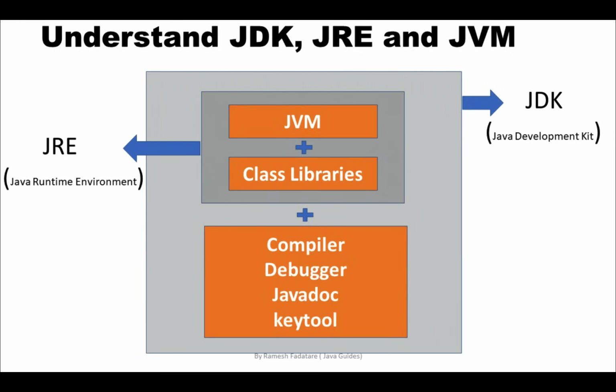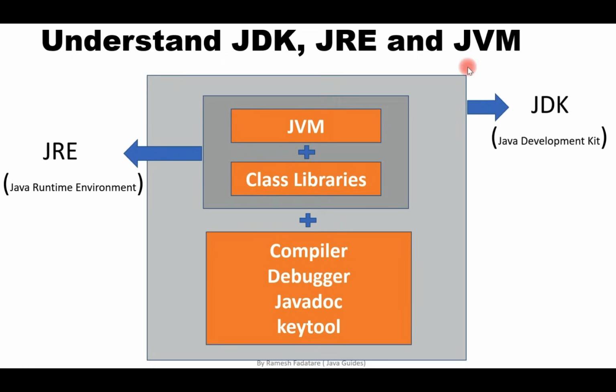JVM. JVM is called an abstract virtual machine because it provides an interface that does not depend on the underlying operating system and machine hardware. So just remember, we use the Java Virtual Machine to translate bytecode into machine specific code, and JVM is platform dependent.